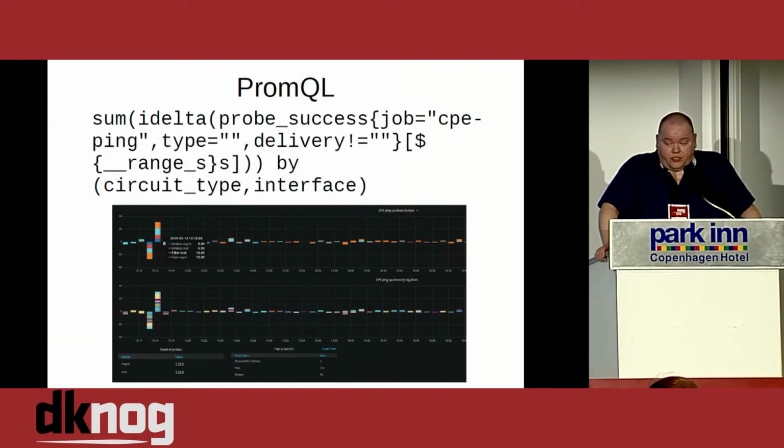And we can do this by grouping the results by circuit type and interface. We call the circuit type fiber or wireless or whatever. And we basically sum the change over time in windows. So depending on the range of time we're looking at, this will do the right thing. So we're looking at an hour here or something, so it's 5 minute intervals or whatever. And it shows the change over time.